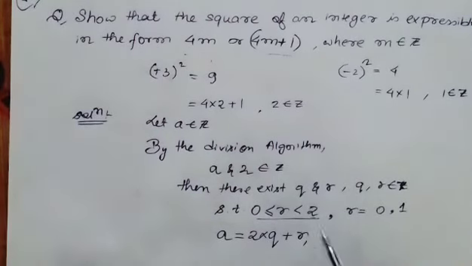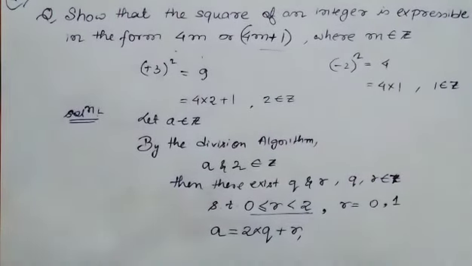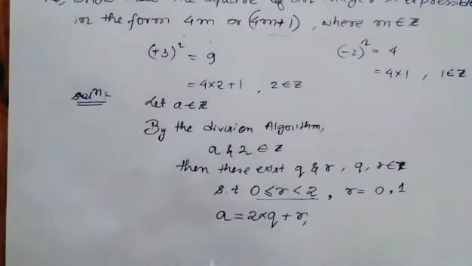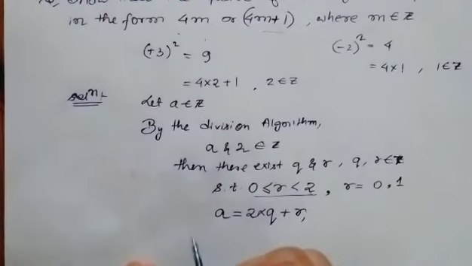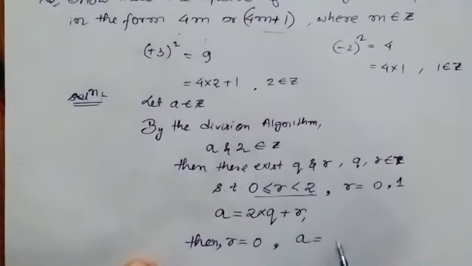No, it cannot be 2, right? It is less than 2 by the theorem. So if you incorporate these two values individually in this expression, then for r equal to 0, what is the a value? a is equal to 2q plus 0, which is 2q.